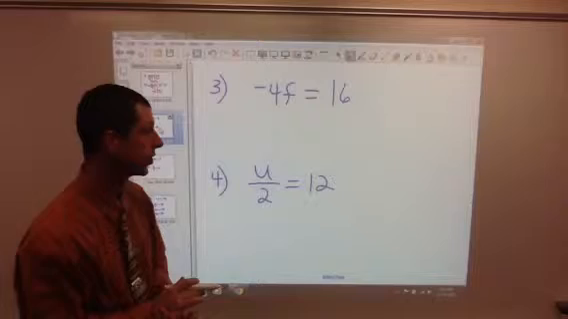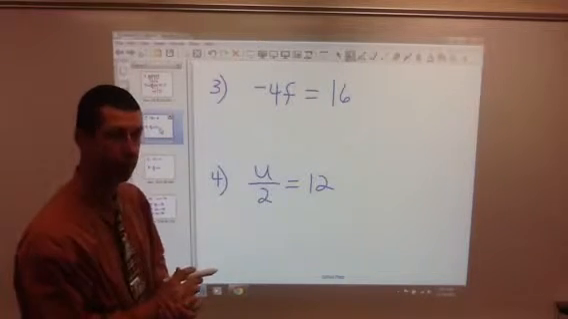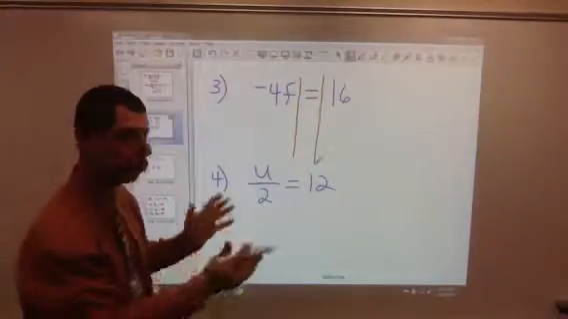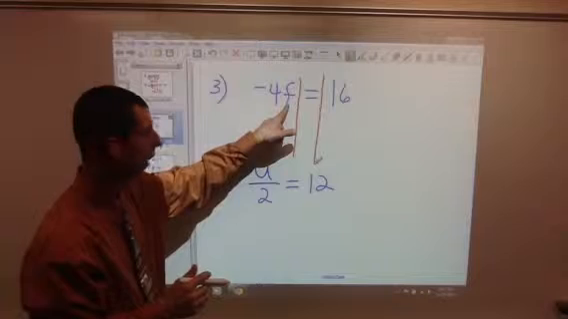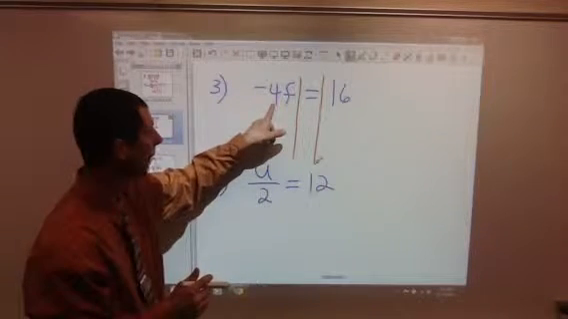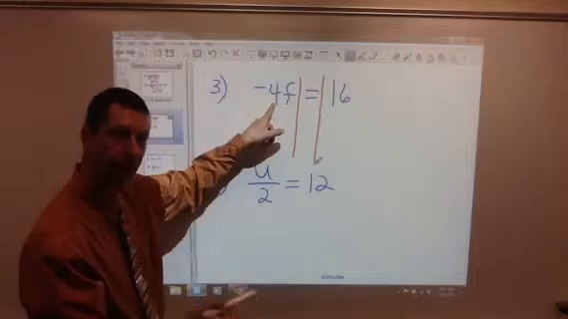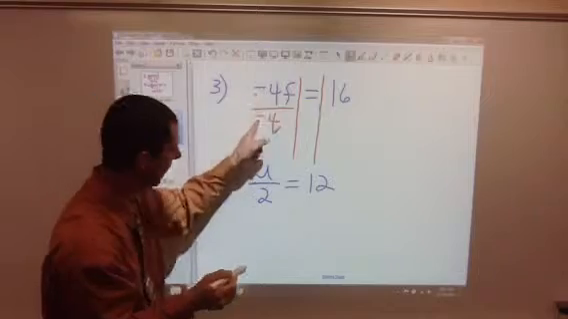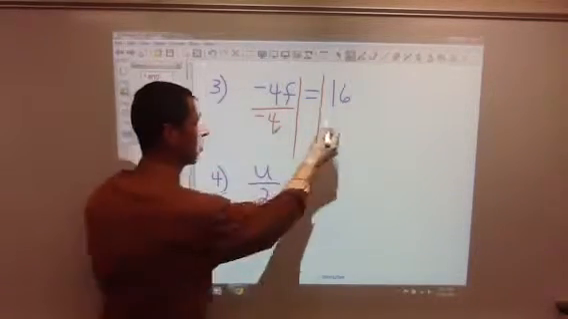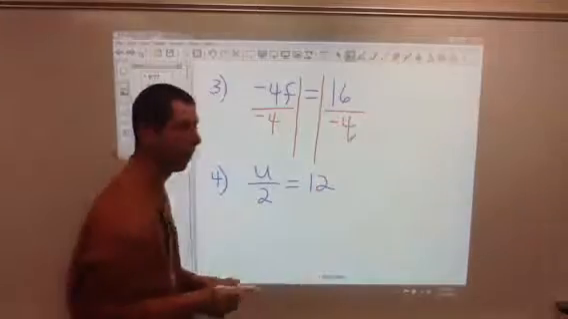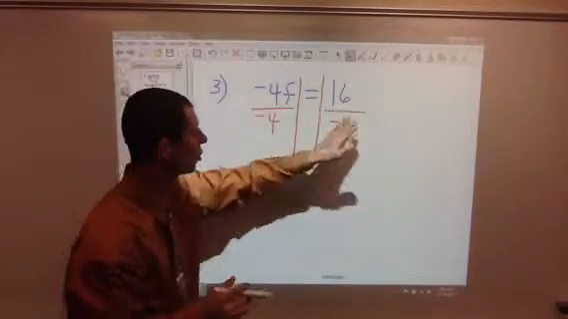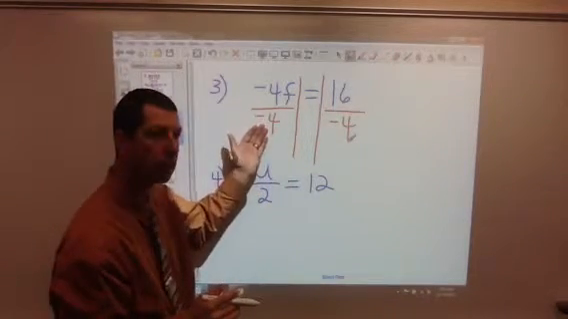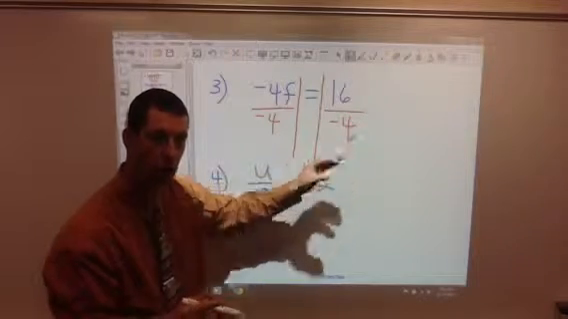Okay, here's another one. This is number 3, -4f equals 16. Same beginning. Divide your equation into 2 parts. Find your variable. What's being done to the variable? It's being multiplied by -4. The opposite operation is to divide by -4. That will get rid of this -4. But we've got to do the same thing over on the other side. So on this side, we have to show it as well. Divide by -4. Make sure you're showing this on both sides, not just on one side. Whatever you're doing on one side, you have to do the same thing on the other side, and I want you to show that.